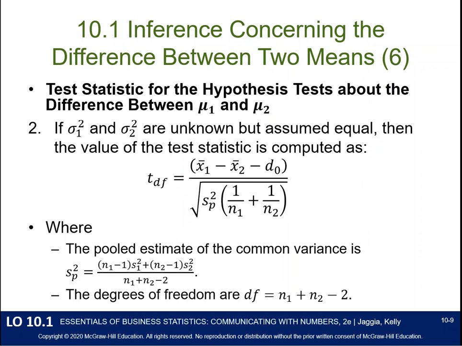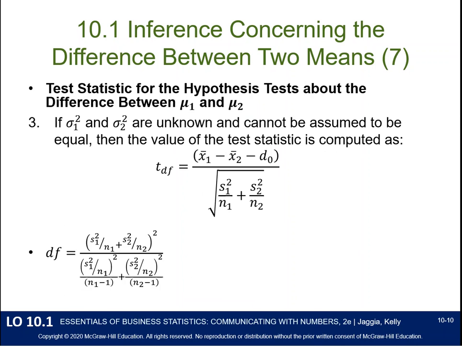If we don't know the variances, but we can assume they're equal, then we use this formula for our t-statistic with a certain degrees of freedom, where the degrees of freedom are the sample size of 1 plus the sample size of 2 minus 2. And then we have our pooled estimate of the common variance, and you can see where we calculated that down at the bottom. And again, that's a really ugly, nasty formula, and I'm very grateful that we have Excel to do this in.